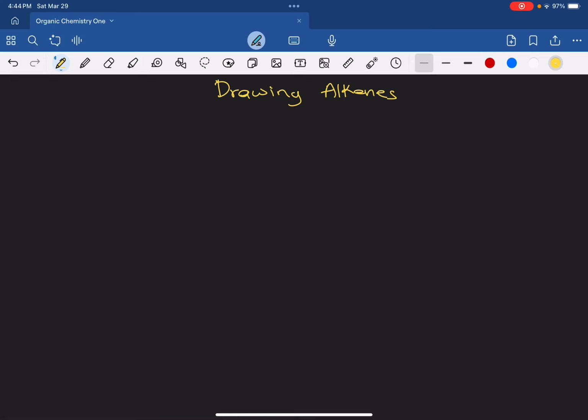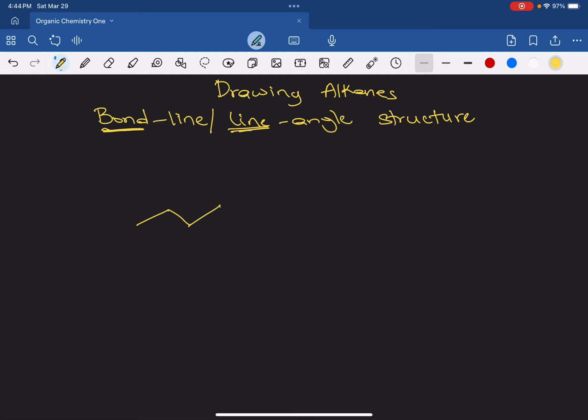We're going to start with bond line, which is also known as line angle formula or line angle structure. We're going to look at how to draw alkanes as a bond line or line angle structure. Now, it's in the name, bond or line. Literally, when you draw alkanes using line angle formulas, you are connecting bonds in a zigzag format. This is literally what your line angle looks like.